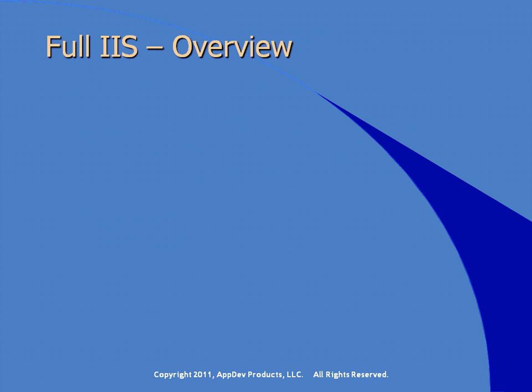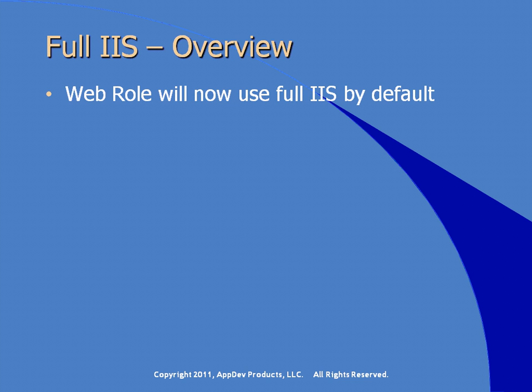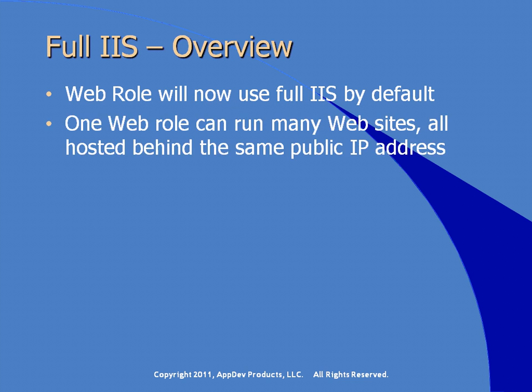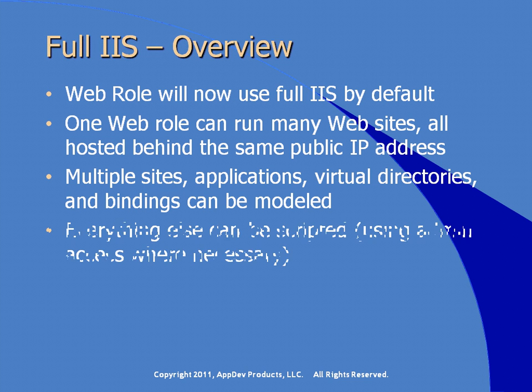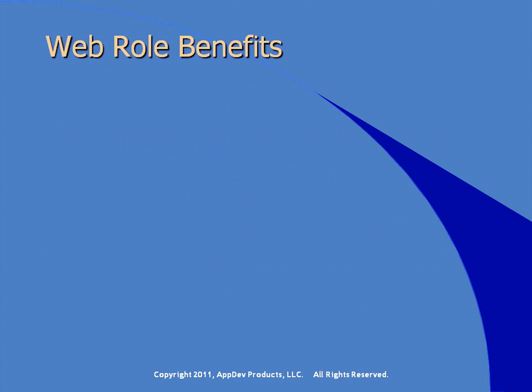One of the recent releases of Windows Azure allowed a web role to take full advantage of IIS by default. This means that one web role can run many websites, all hosted behind the same public IP address. This means you can have multiple sites, applications, virtual directories, and bindings that can be modeled, and everything else can be scripted using admin access where necessary.